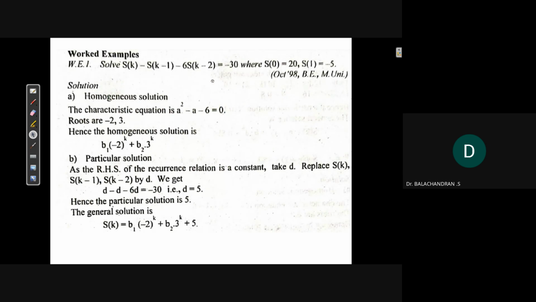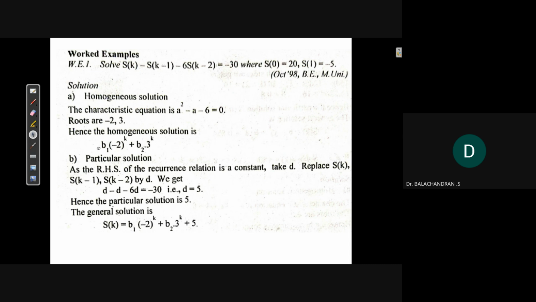Okay, so look at this one. This problem is very simple. The problem here: s of k minus s of k minus 1 minus 6 times s of k minus 2 is equal to minus 30. Minus 30 is a constant. Now what is the homogeneous solution? a square minus a minus 6 is equal to 0. The roots are, you can check it, minus 2 and 3. Roots are real and distinct.